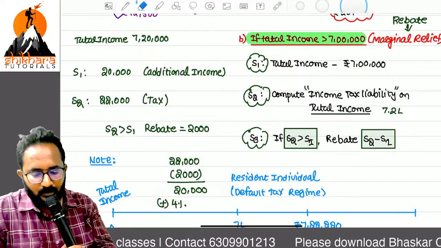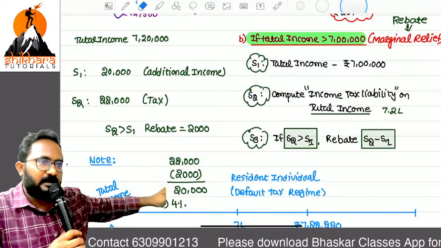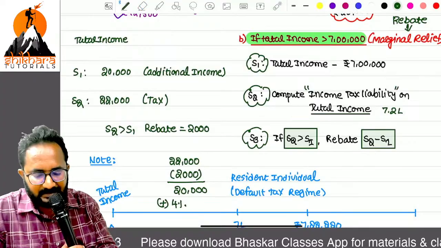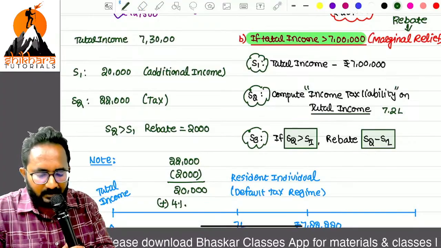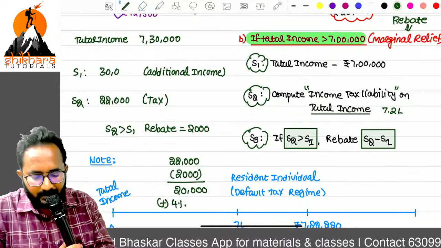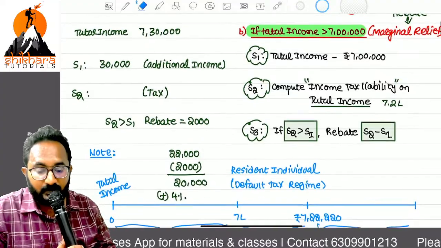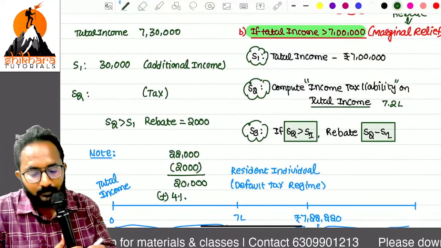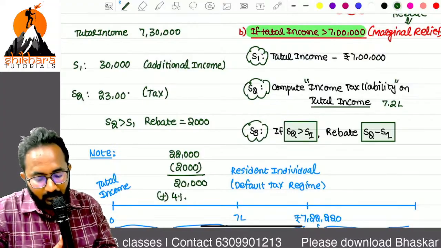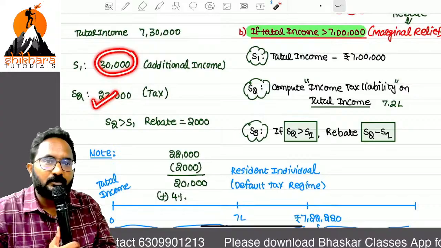The same thing we can calculate again. If you are clear up to now, I will change the numbers. Take 7,30,000 and please calculate. 7,30,000 means the additional income is 30,000. Experts, please calculate tax on 7,30,000 by using 115BAC rates. It is 23,000. Sir, now you earned an additional 30,000, but we are asking only 23,000. You are capable to pay.